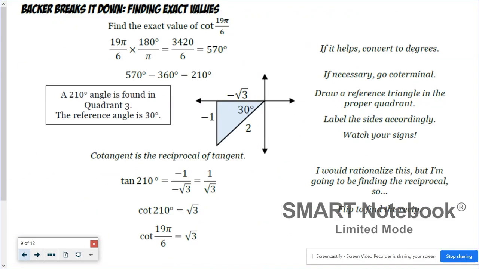So finding exact values of trig functions can be done the following way. Think about the angle. If it helps, convert it to degrees. If necessary, go coterminal. You want to know what quadrant this angle is in and what its reference angle is. And then you can copy down the sides of your reference triangle. Watch your signs. And then finally, you can write your trig ratio. And that's how Backer breaks it down.